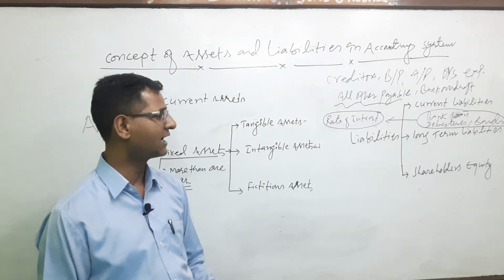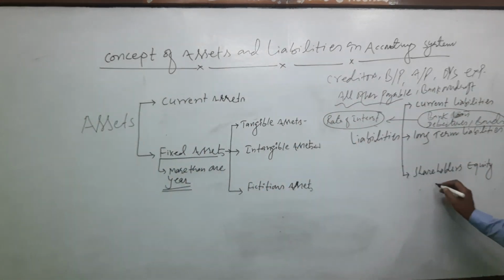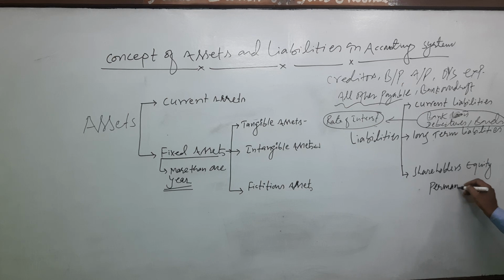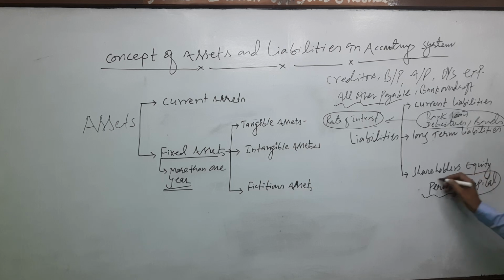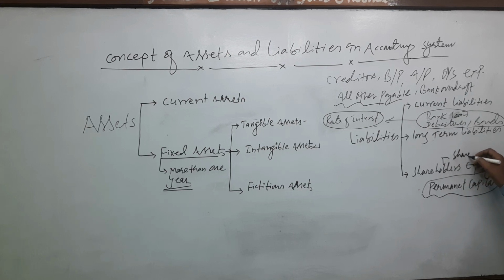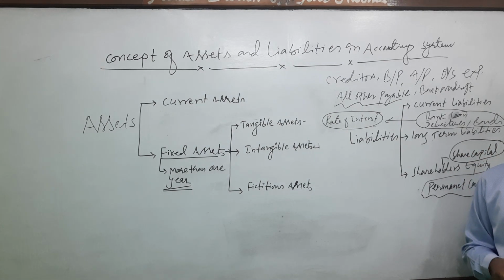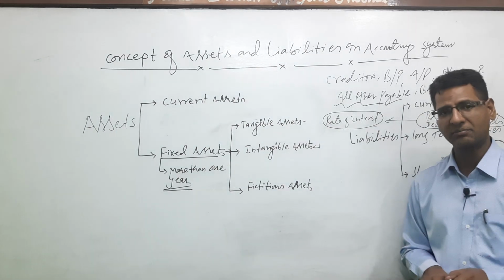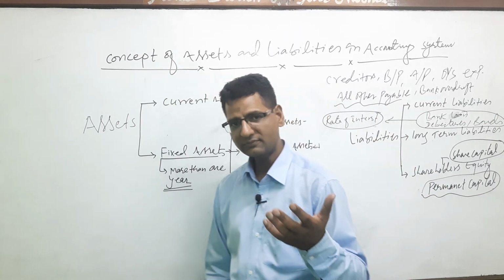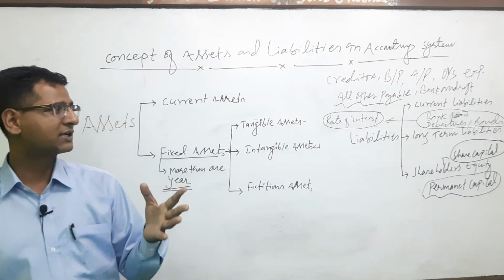That is shareholders' equity. We call it permanent capital. Shareholders' equity is known as the permanent capital of a business because it is share capital, collected from different investors. This is of a permanent nature. Basically, in shareholders' equity there are 2 types of shares. I already discussed them in detail in previous videos. One is equity share and the other is preference share.